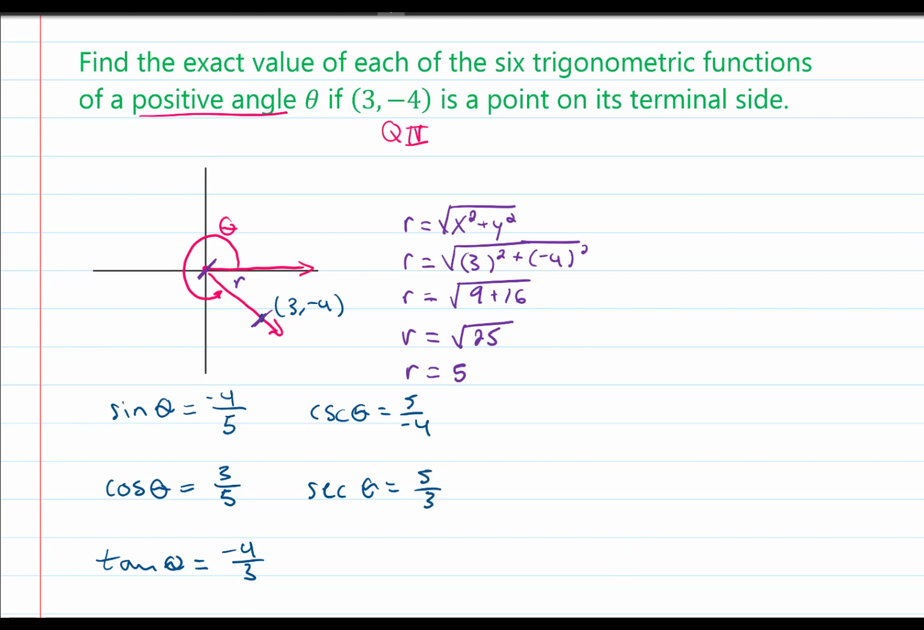And then finally, cotangent of angle theta is going to be the reciprocal of tangent, which would be 3 over negative 4. Now typically we would put the negatives either in front of the fraction or at the numerator. So for cosecant, it would more likely look like negative 5/4. For tangent, it would be negative 4/3 with a negative in front. And then sine, it would be negative 4 over 5 with a negative in front.